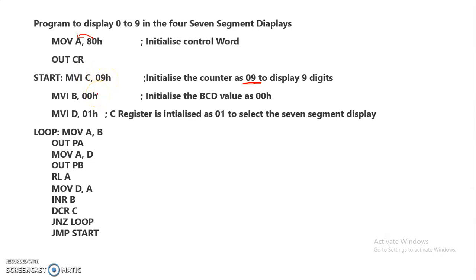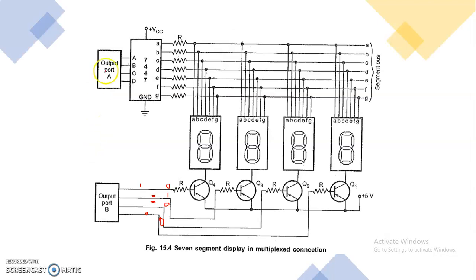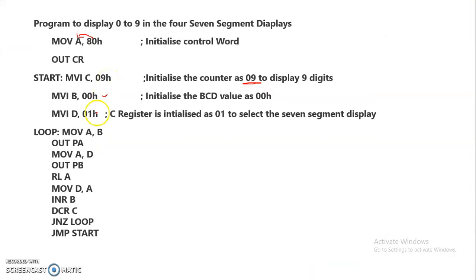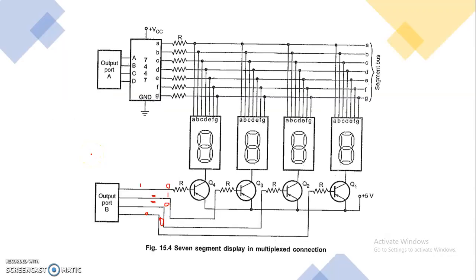Now register B will carry the BCD value. Then the D register is used to select the 7-segment display. First we are giving 01. 01 means only the first 7-segment display will be selected. Then we are moving that BCD code to the accumulator. This BCD is connected to port A, so we are sending that BCD code out to port A.